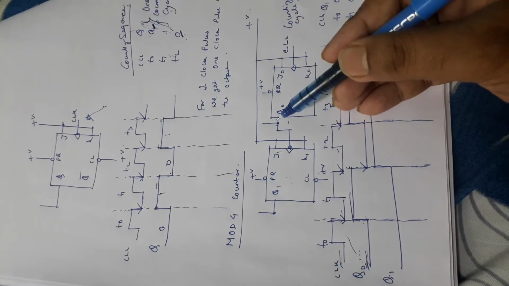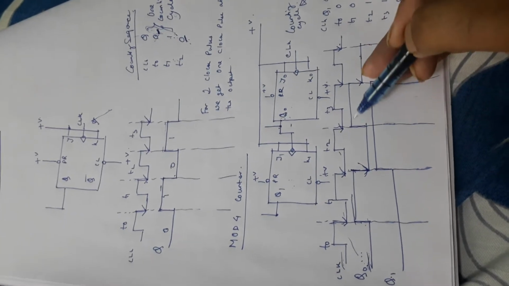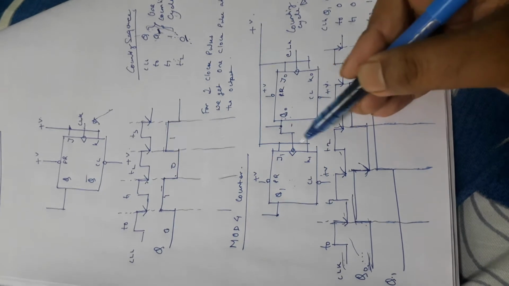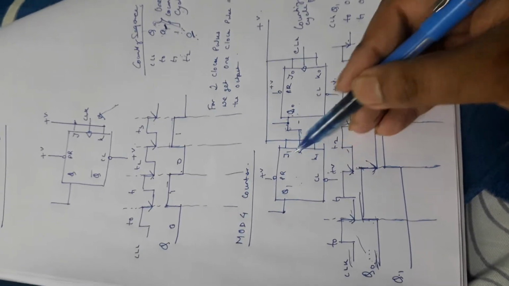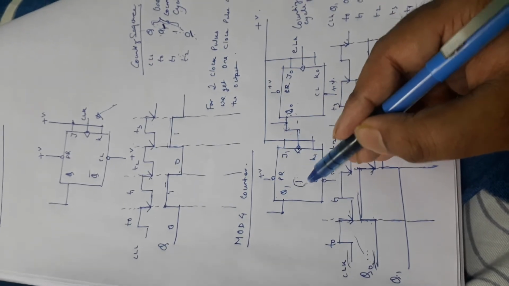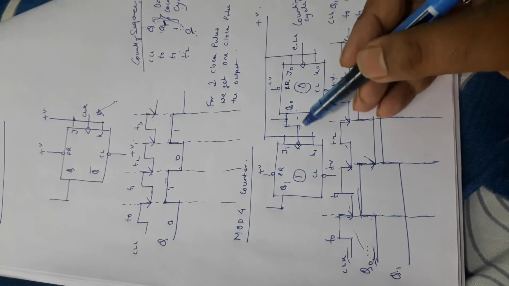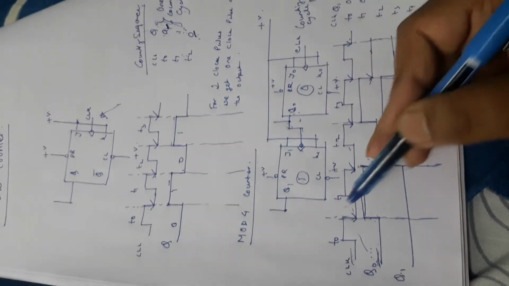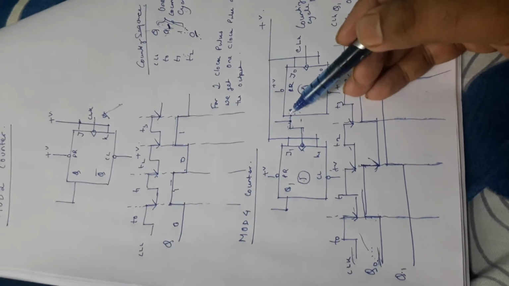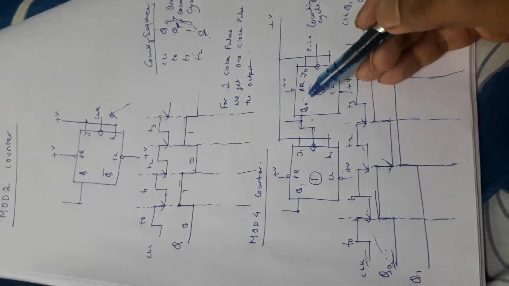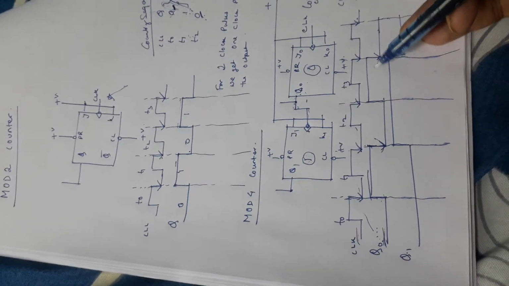Now the negative edge of Q0 has to be marked. So that's what we have done. We have marked the negative edge of Q0 because it is acting as clock to this 1 flip-flop. This is the 1 flip-flop and this is the 0 flip-flop. For the 0 flip-flop, we have an independent clock, that is the clock input that we are giving. And for the 1 flip-flop, we are giving the output of the 0 flip-flop as clock. So Q0 is the clock, and we are marking the negative edges.